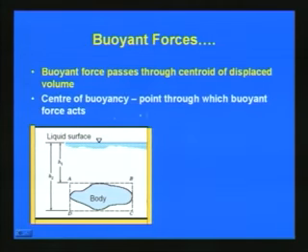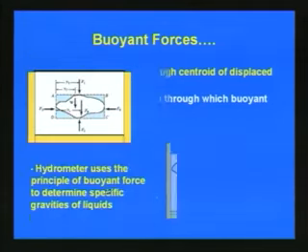The buoyant force passes through the centroid of the displaced volume, as we have already discussed, and the center of buoyancy is defined as the point through which the buoyant force acts. So from the centroid of the displaced volume, we can determine the center of buoyancy. Here you can see this is the body which is already wholly submerged. With respect to that, we see how much liquid is displaced, then we determine the buoyant force, and then we can determine the center of buoyancy.